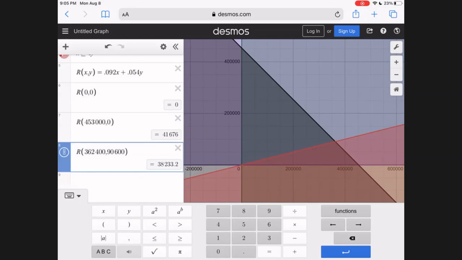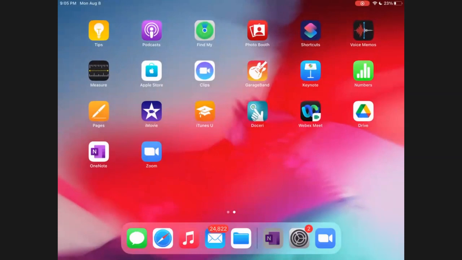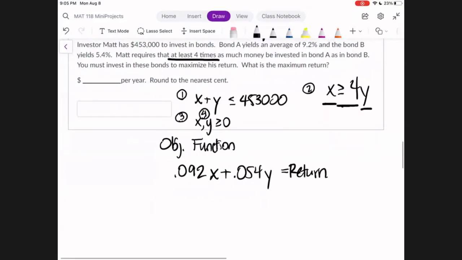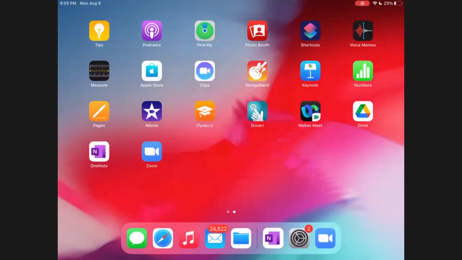And why is that? Seems like bond A just gives you more money. So in this case, what is your maximum return? It would be that interest that I make. So the 41,676. I don't think there was any cents. Nope, no cents. So that is your maximum return.